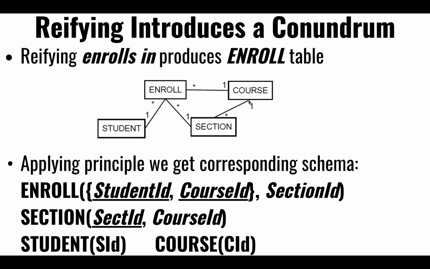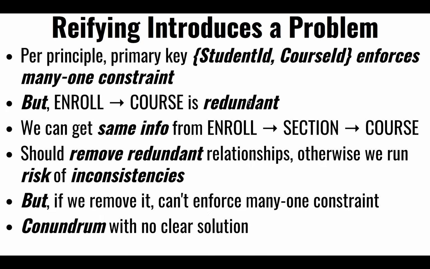Again, we deliberately added this redundancy to illustrate the limitations of our principle. For the principle, the student course, the uniqueness of that combination of student ID enforces the many-to-one constraint. But the path that goes from enroll to course is redundant because you can answer the same question if you go from the enrollment to the section and then up to the course. So clearly there's a redundancy. You would want to remove one of them. One of the paths needs to go.